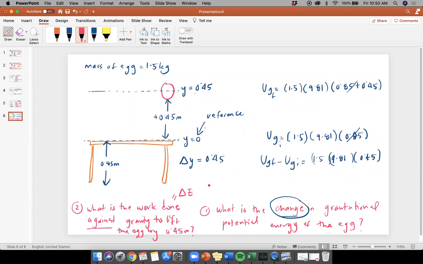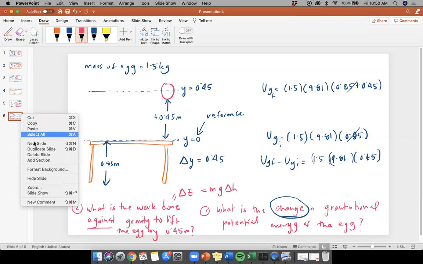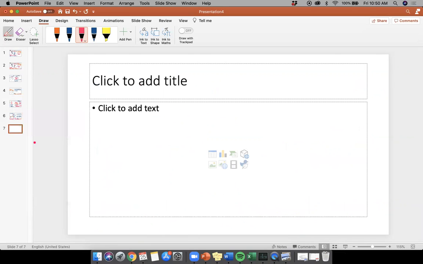So here it's just mg delta h. It's positive because we are not asking about work done by gravity. We are asking what is the work done against gravity. The work done against gravity is potential energy, which is why our mgh going up is positive. Okay, because it's going against gravity. Okay, do you understand? Are you confused?